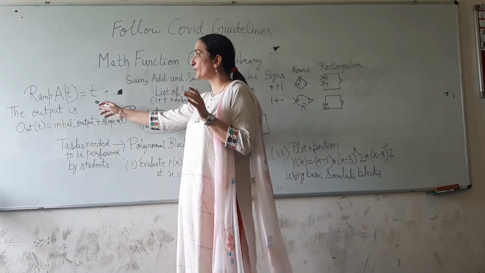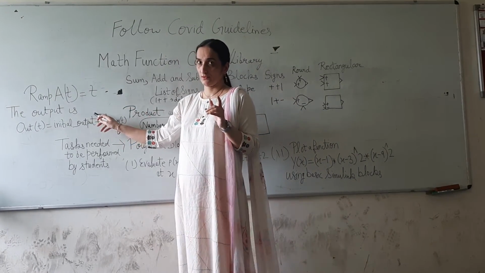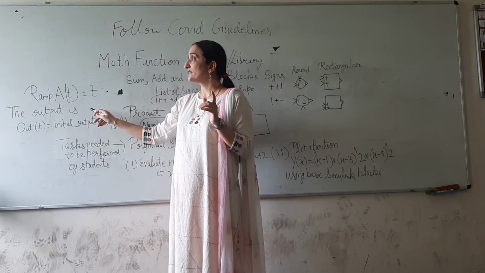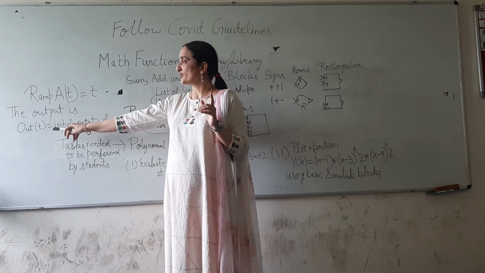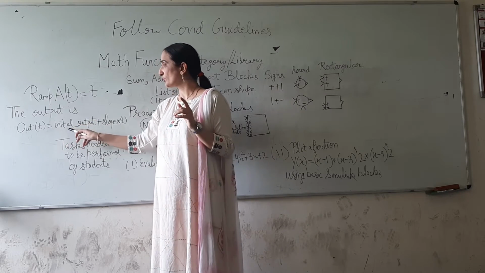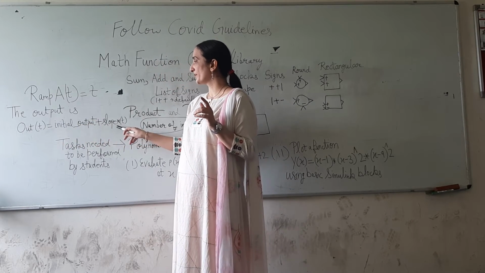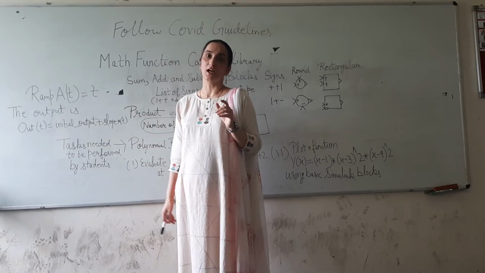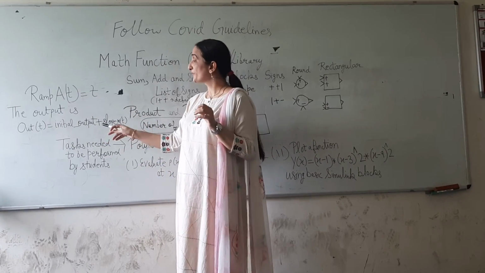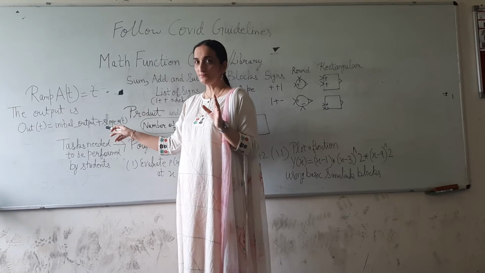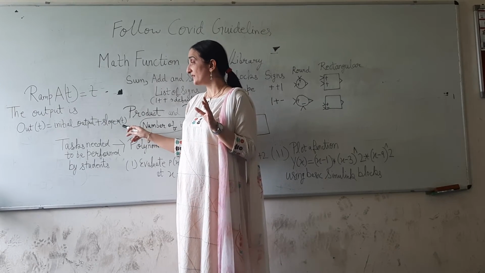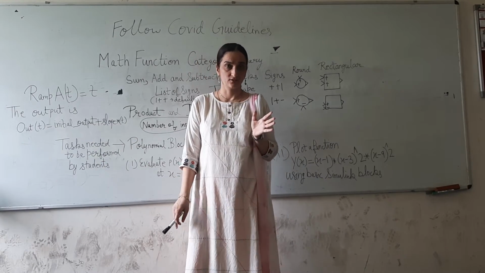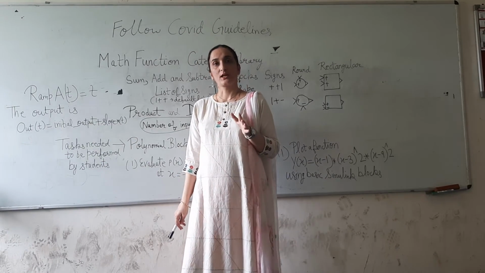For example, the output of a ramp block, which you can access from the sources library, is given by the expression out(t) is equal to initial output plus slope into t. You will get a slope field box in the ramp parameter dialog box. By default it is 1, and the initial output parameter by default is 0. You can set whatever you want.